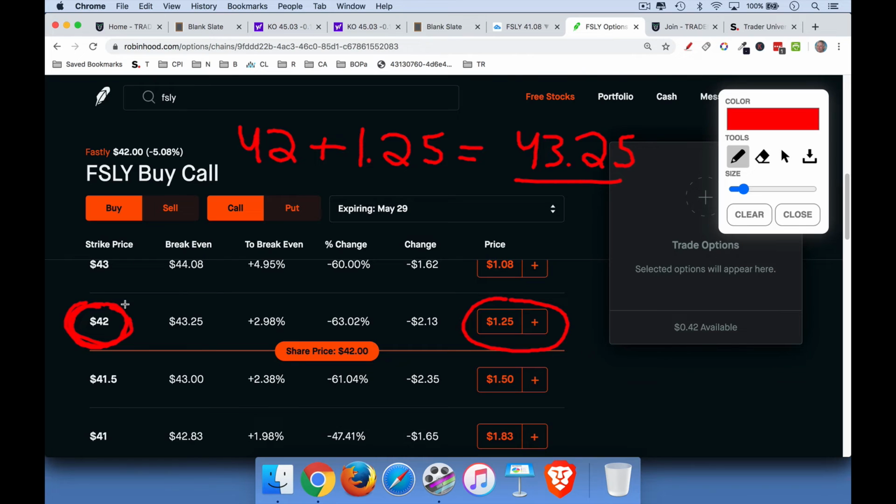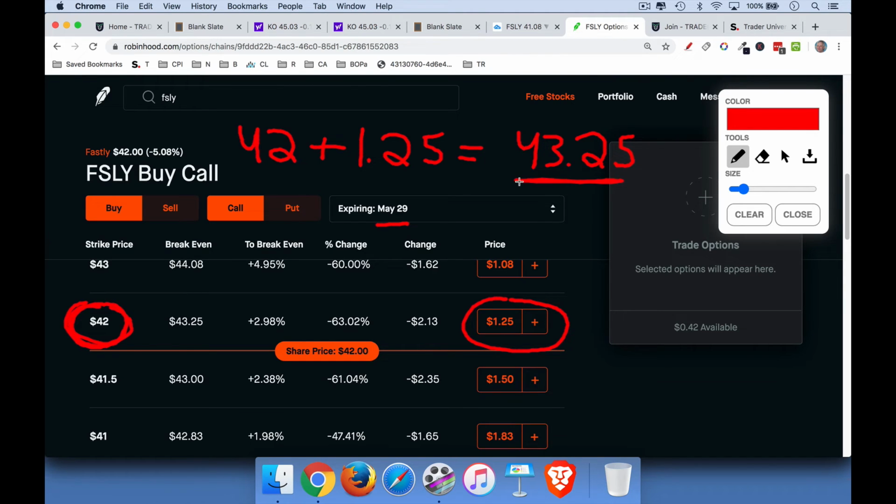People always ask me about, should I buy a call option on this or that? And the only way to make money on a call option is you have to have a different view than the market has. And you have to be right about that view. So what this market is pricing in right now is that the options market thinks there's a decent chance that the stock can go up to 43.25 before May 29th. This is a fairly volatile stock. And so that's what's being priced in.